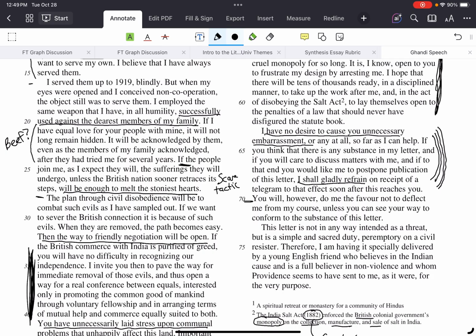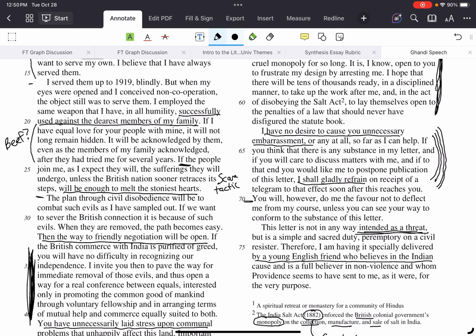You will, however, do me the favor not to deflect me from my course unless you can see your way to conform to the substance of this letter. This letter is not in any way intended as a threat, but of course it is. He's just being polite about it. But as a simple and sacred duty, peremptory on a civil resistor like myself. Therefore, I am having it specially delivered by a young English friend who believes in the Indian cause. I think that was cool that he said that.